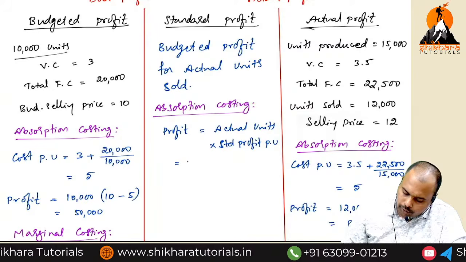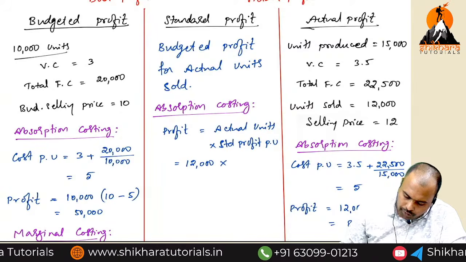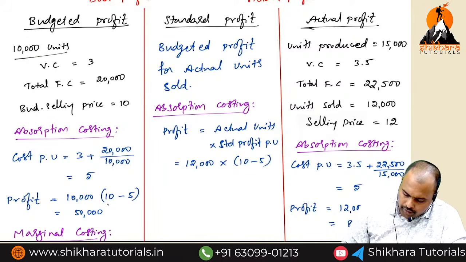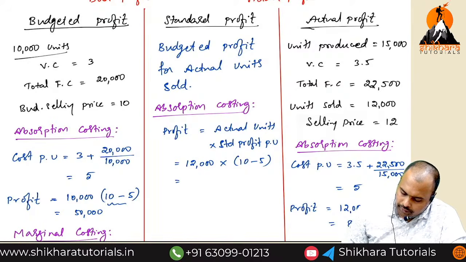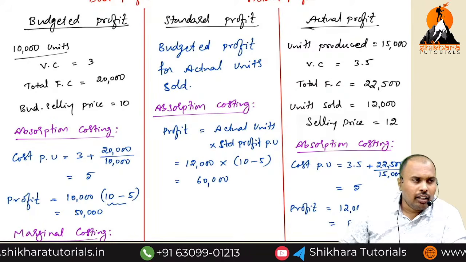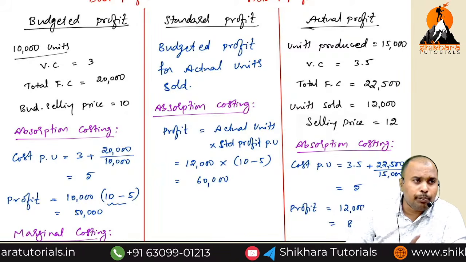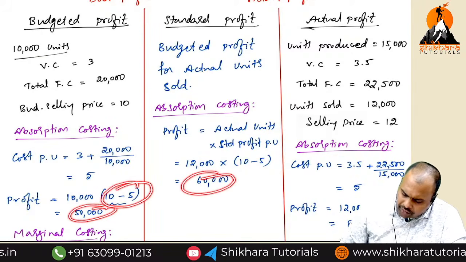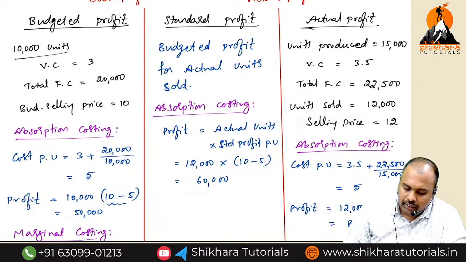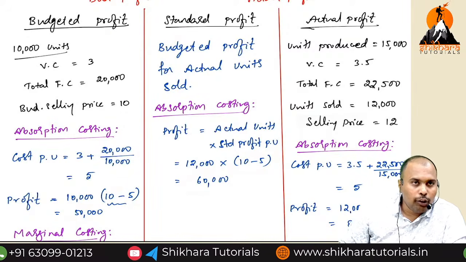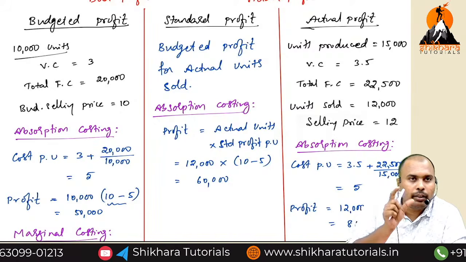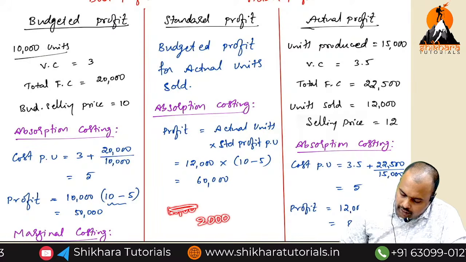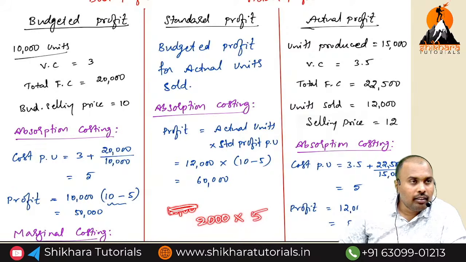That is equal to what? Actual units sold, 12,000. What is standard profit per unit? 10 minus 5, which is 5, right? This is the standard profit, so that is nothing but how much? 60,000. Now tell me, what is the main reason for the difference between budgeted profit and standard profit? Per unit it is the same. The only difference between budgeted profit and standard profit is volume, and margin per unit. Sorry, 2,000 is the change in volume, and 5 rupees is the difference in profit.